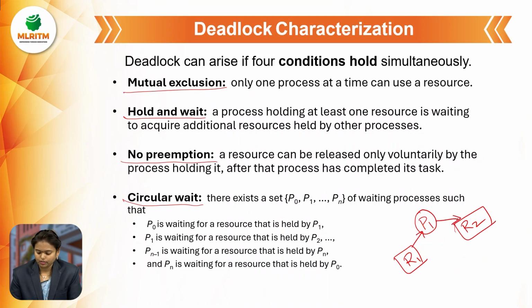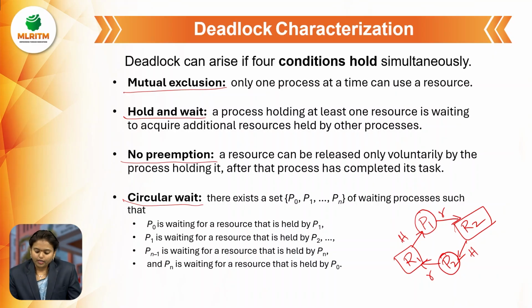Let us take one process only. Mutual exclusion. Okay, let me take two processes for clear understanding. Mutual exclusion means only one process at a time can use a resource. See here, process 1 holds R1 resource. It is acquiring the R1 resource and requesting for R2 resource. At the same time, P2 holds the resource R2 and requests for the resource R1.